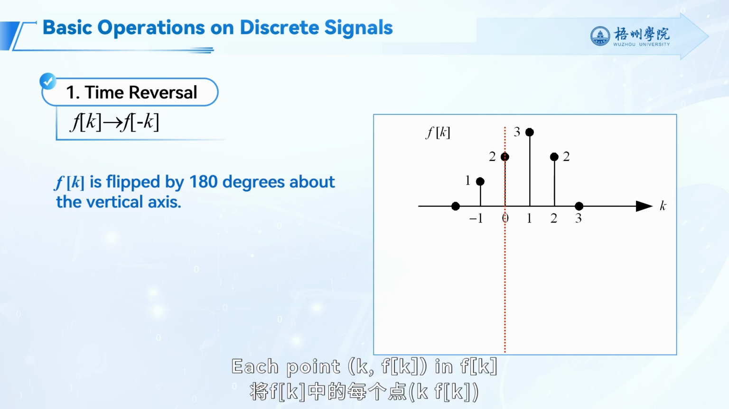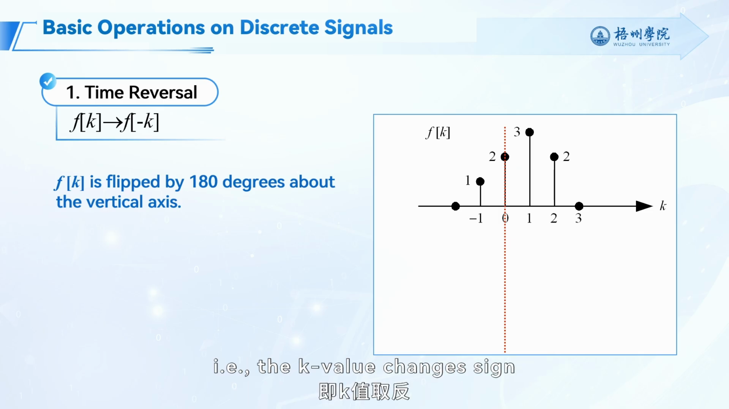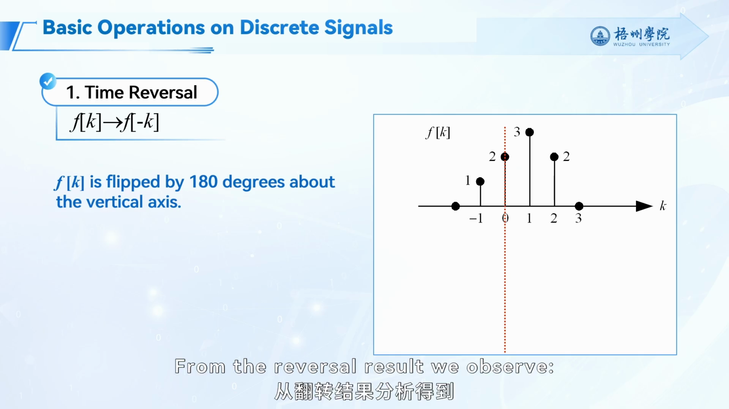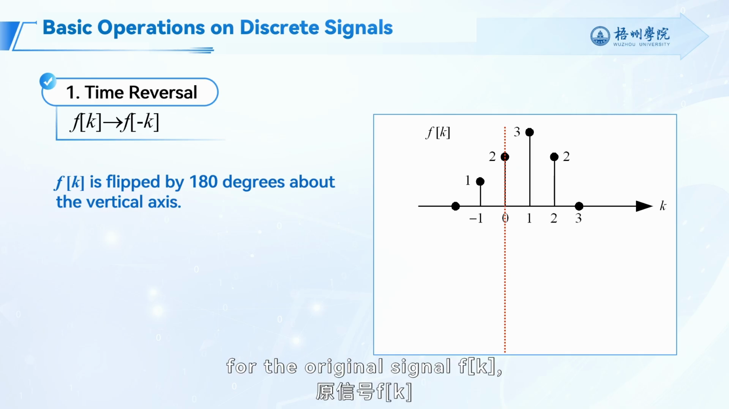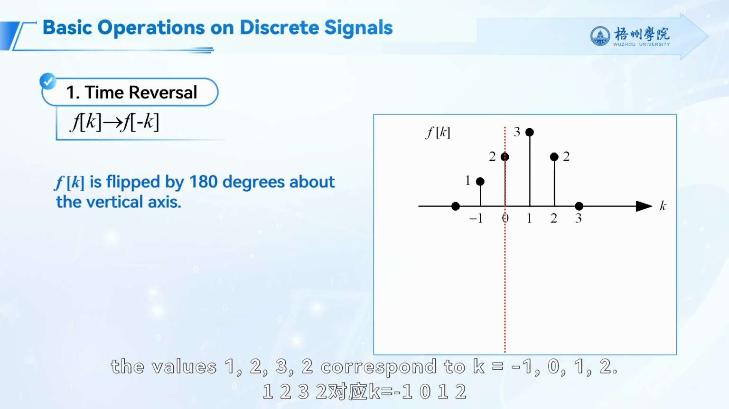Each point from k to f of k in f of k is flipped about the vertical axis to from minus k to f of k, i.e., the k value changes sign, while f of k remains unchanged. From the reversal result, we observe, for the original signal f of k, in increasing order along the k-axis, the values 1, 2, 3, 2 correspond to k equals minus 1, 0, 1, 2.